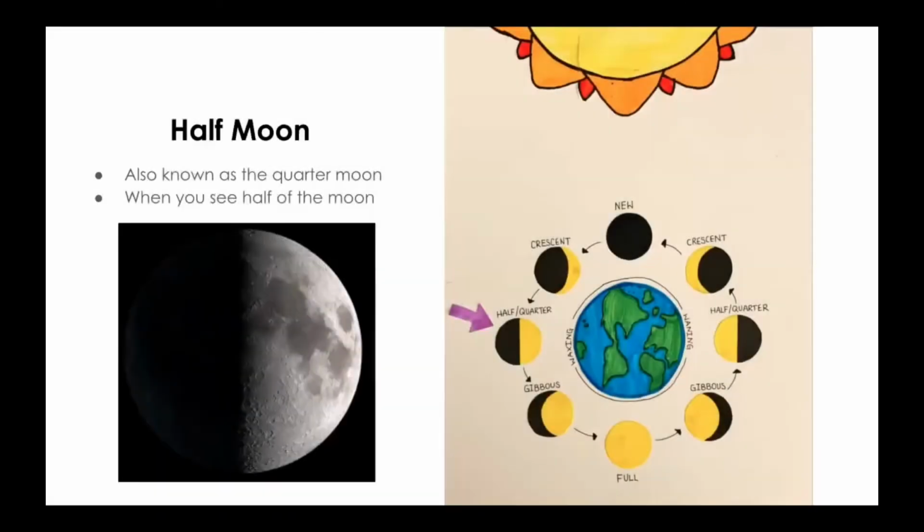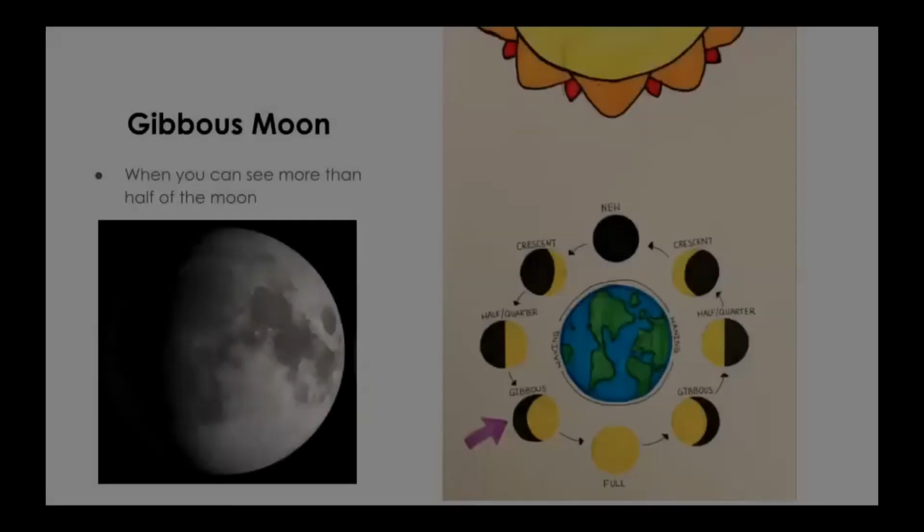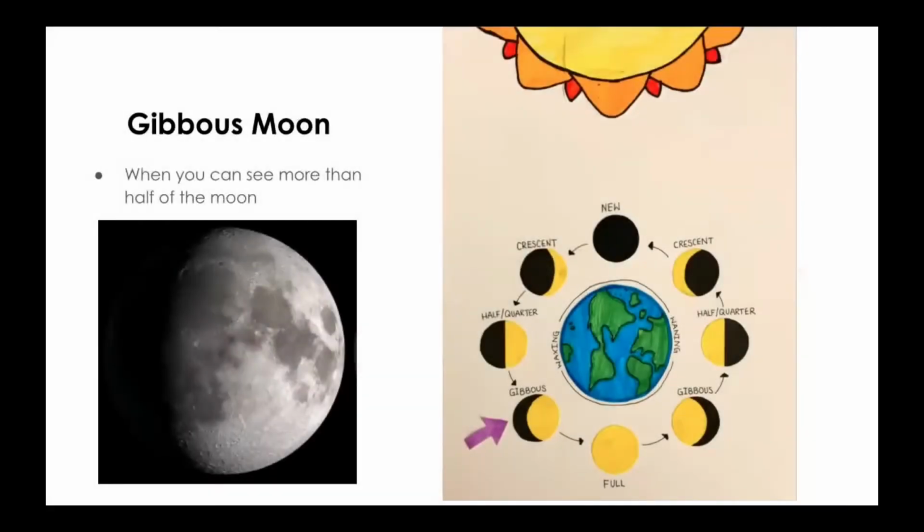Then after a few days, we can see a half moon, also known as a quarter moon. As you might have thought, this only happens when we see half of the moon. After it orbits Earth for a few more days, we can see the gibbous moon, which is when we can see more than half of the moon. Can you name the next phase?